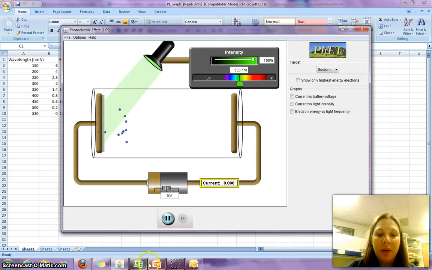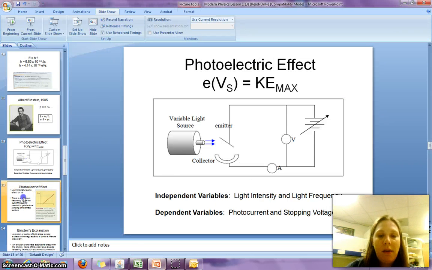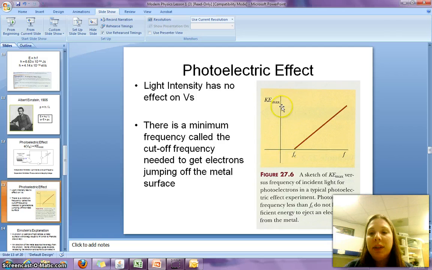So let's look at this graph in a slightly different way. In this graph, the maximum kinetic energy of the electrons is plotted versus frequency. But recall from that equation, which you can still see over here, that the stopping voltage and the maximum kinetic energy are equivalent. So the x-intercept is the frequency that is the cutoff frequency, the minimum frequency, in order for photons to jump off of the surface of that metal.